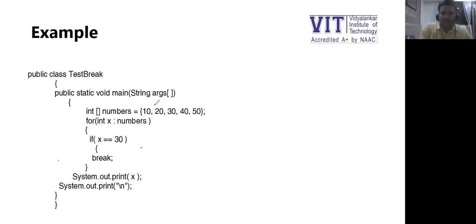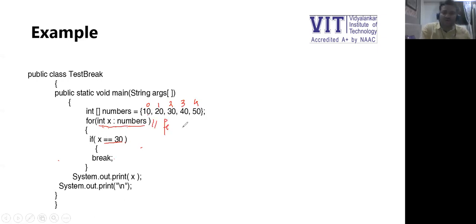Here we have an array with index positions 0, 1, 2, 3, 4. Now, for int x equals numbers, take care. If x is 30, break. This is a kind of for-each loop. It's like for each integer x in the array numbers, if the value of x is 30, then break. So the first integer is 10.